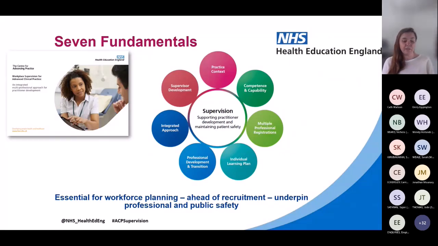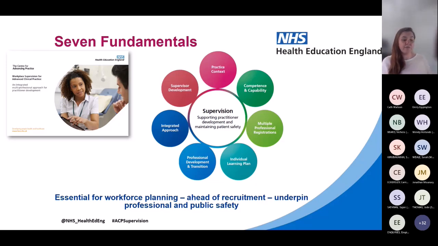Within the workplace supervision document, 7 fundamentals for supervision within advanced practice are identified, and these are the practice context, competence and capability, the contribution of multi-professionals and their registrations, the need to attend to individual learning needs, issues of professional development and transition of practitioners developing to an advanced level, the need for an integrated approach to supervision given the breadth of development across the 4 pillars, and the development of supervisors.